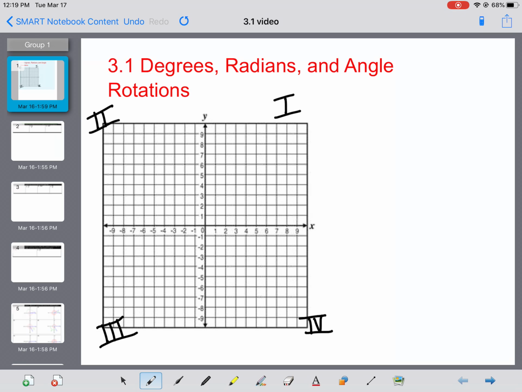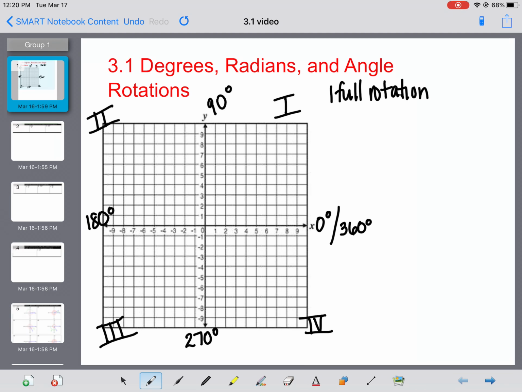Okay, so when we do an angle rotation, quadrant 1 starts at 0 degrees over here and goes all the way to 90. So then quadrant 2 is 90 to 180. Quadrant 3 is 180 to 270. And then quadrant 4 is 270 back to 360 degrees. So that means that one full rotation equals 360 degrees.